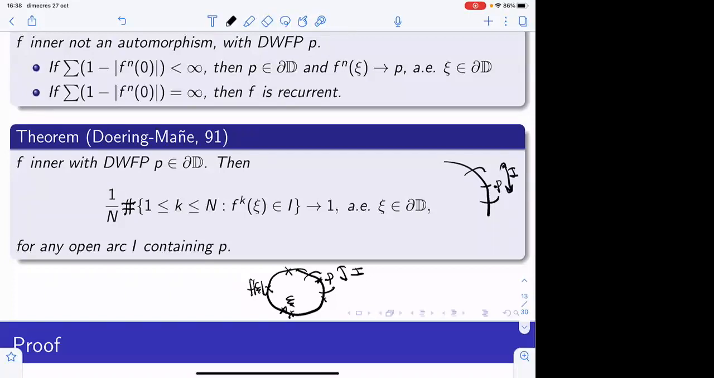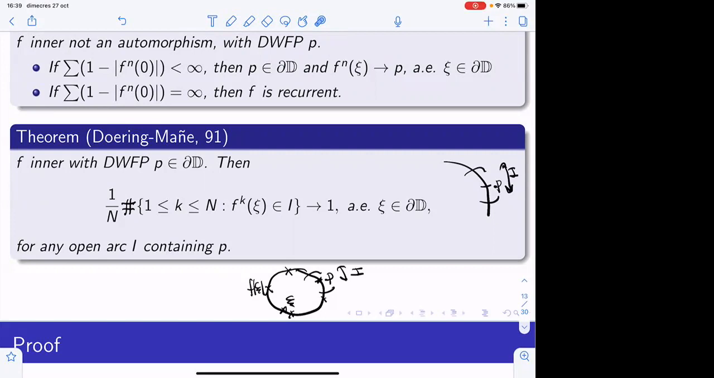However, what the Dering and Magnier result tells you is that even if it has to be close to psi infinitely often, the orbit spends most of its time close to the Denjoy-Wolff fixed point. So this means that even if the Denjoy-Wolff fixed point, when it's in the boundary, may not be attracting in the boundary, it is attracting in the mean, right? Most of the time you lie inside a neighborhood of the Denjoy-Wolff fixed point. So let me tell you how this is proved.